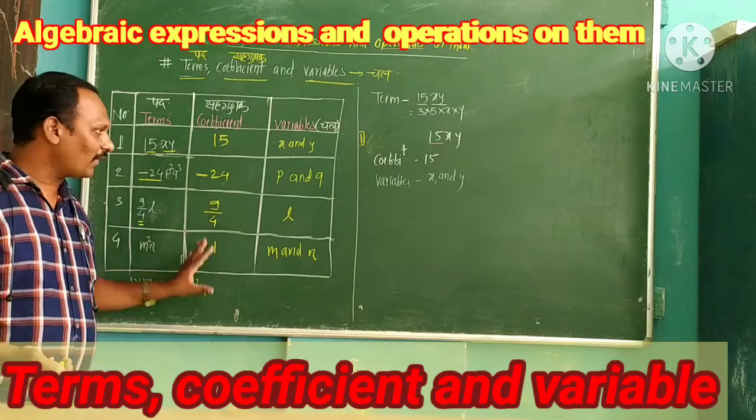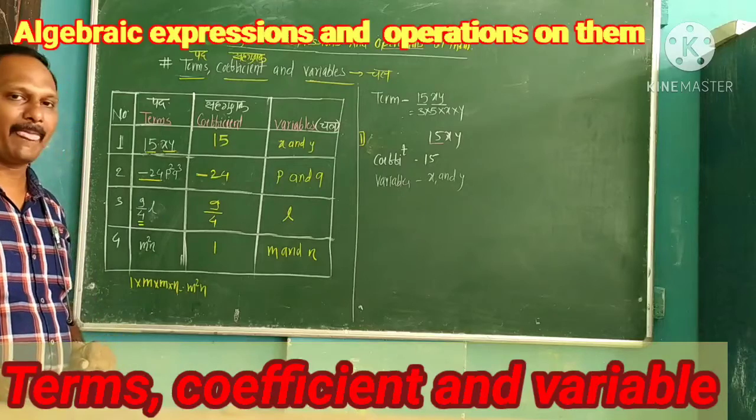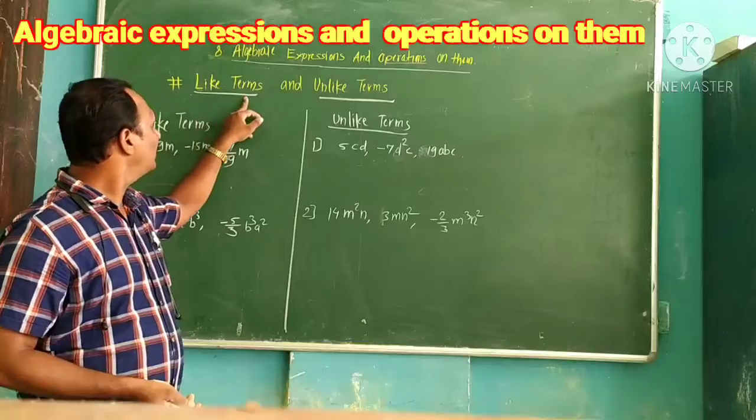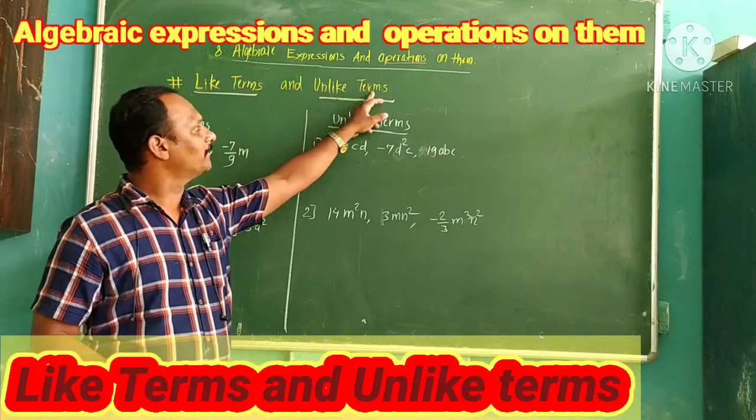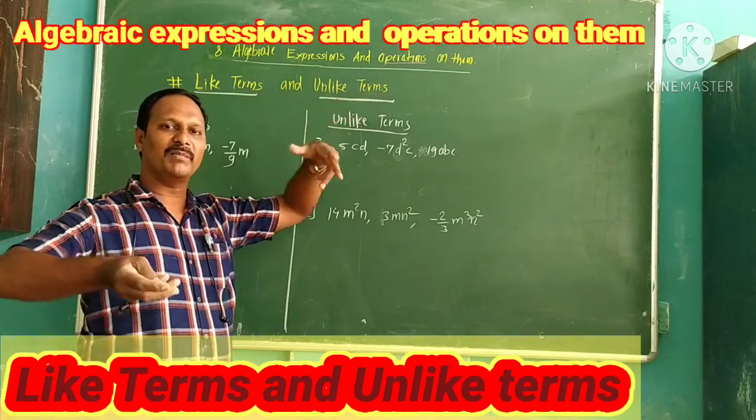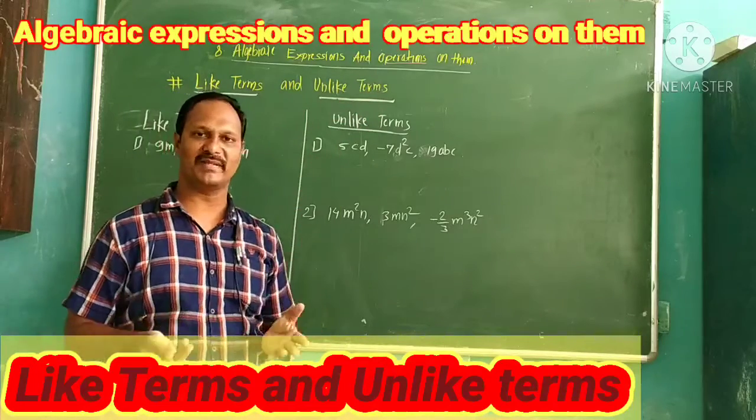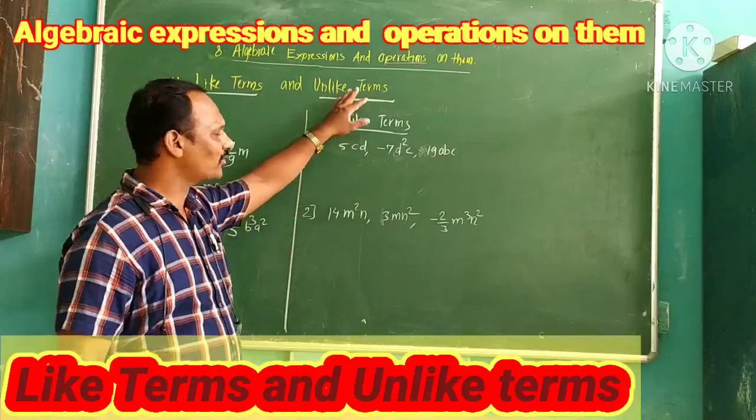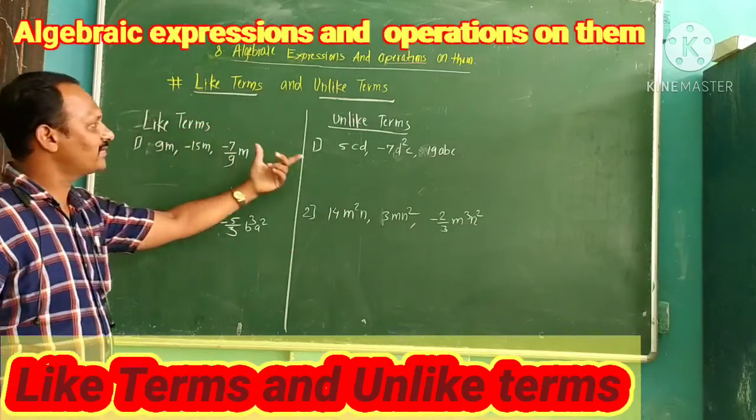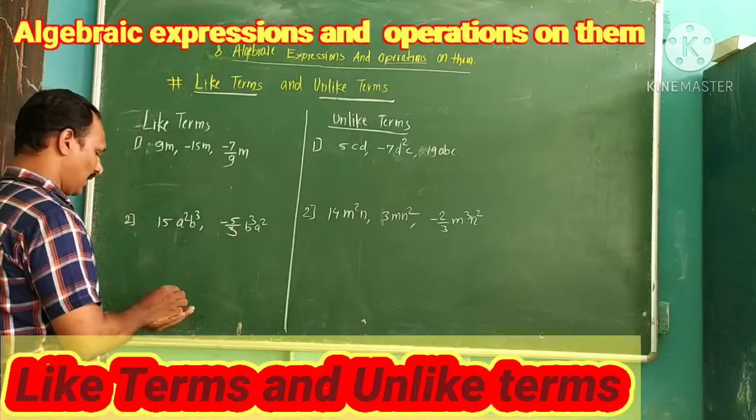Do you remember all these points? Okay. Thank you. Next point, like terms and unlike terms. Last time I said what is meant by term. Term is the multiplication of coefficient and variable, that is called term in simple words. Now you have got two charts here. First is like terms.